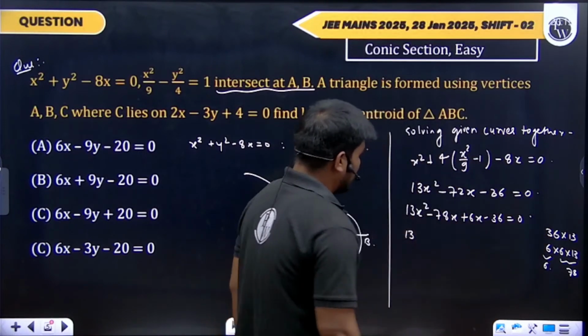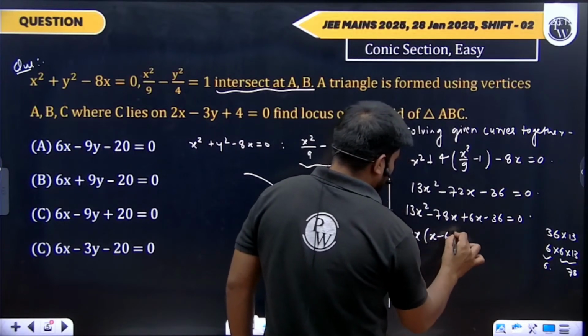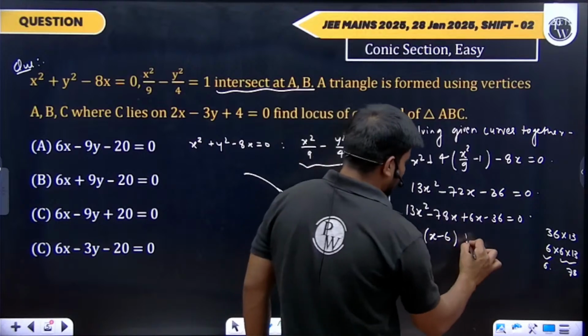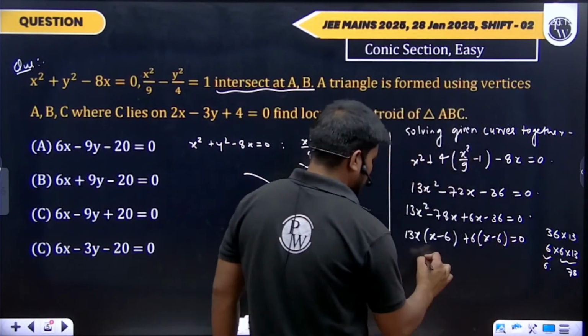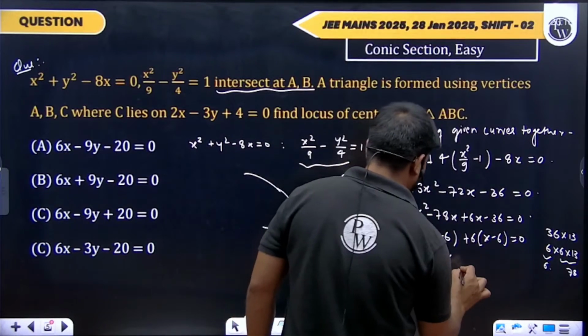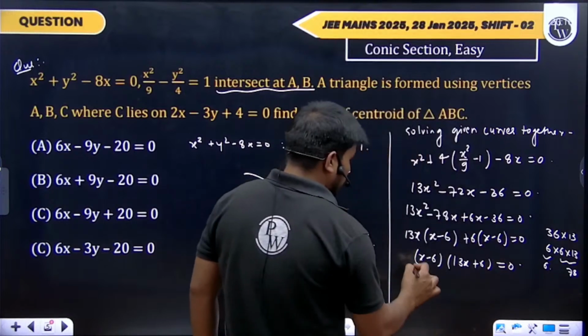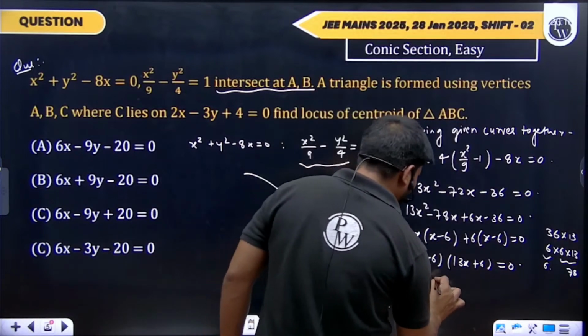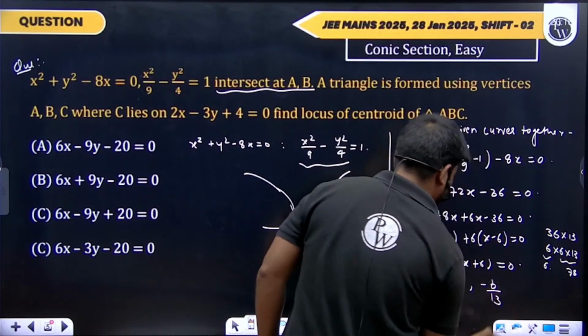Now we take common 13x into x minus 6, and here we take common 6, that will be 6 into x minus 6. Now the factors are x minus 6 and 13x plus 6 equals to 0. From here we get two values of x, that is x equals to 6 and minus 6 by 13.